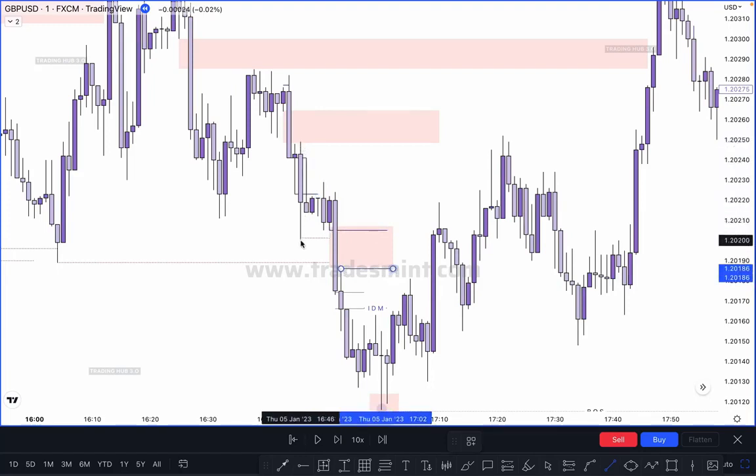So you have to mark the imbalance something like this, which is the correct way. This candle low is here and high is here. So this is our valid imbalance. This is not a whole imbalance. This is a valid imbalance, something like this.